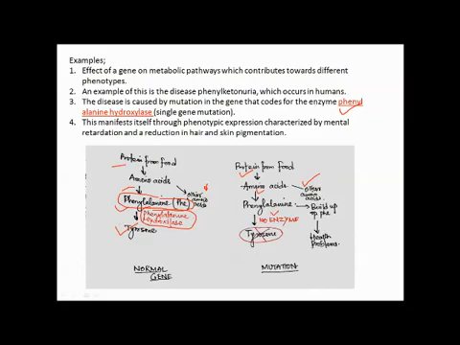So one gene is responsible for the expression of all the other enzymes that were required for the digestion of phenylalanine, and it causes mental retardation and reduction in hair and skin pigmentation. So here you can say that a single gene was responsible for the non-expression of different enzymes that were required for digestion of phenylalanine.